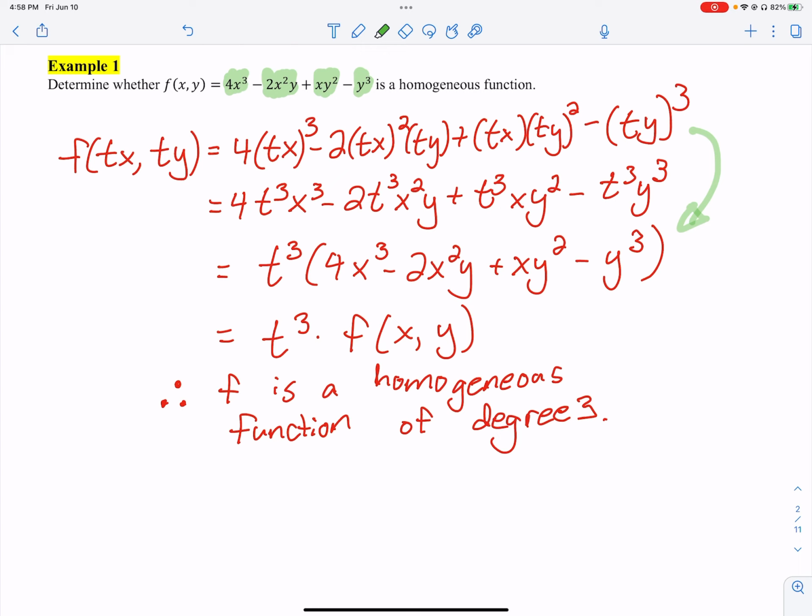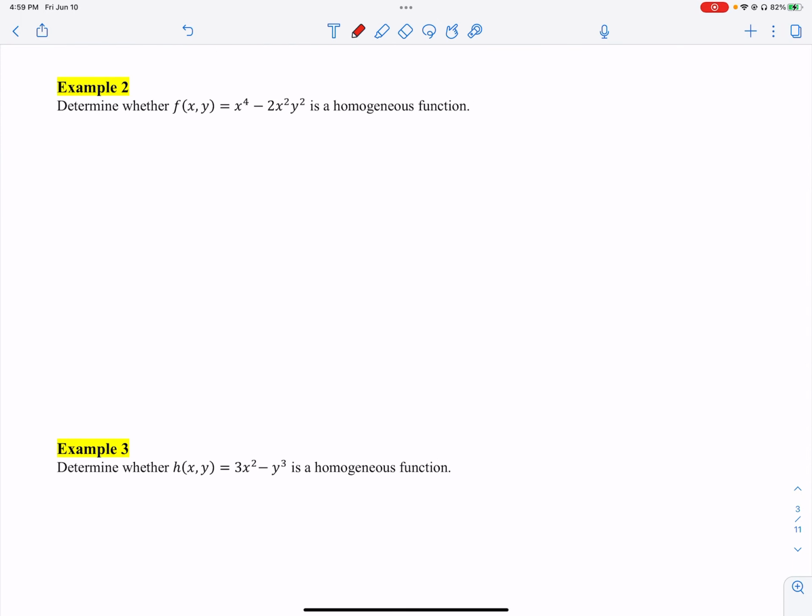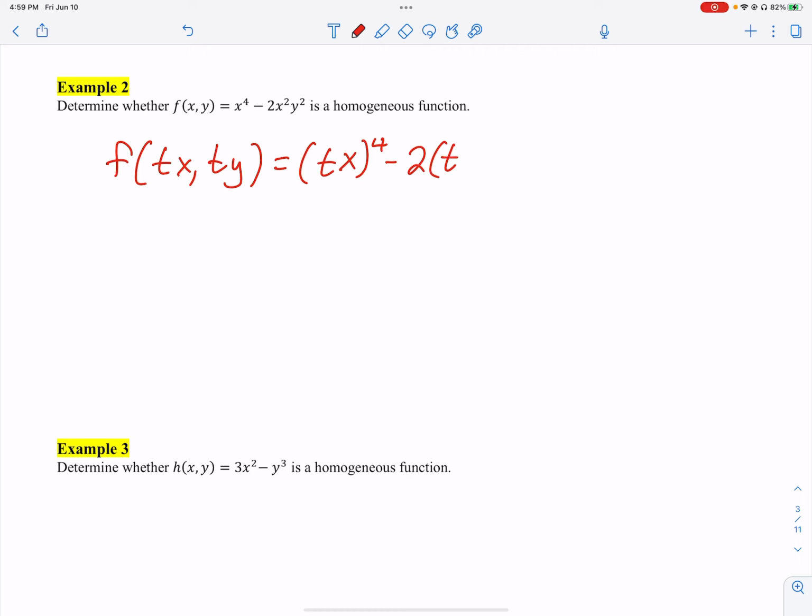I'm okay with that. All right, so let's go to another example. So this one, determine if it's a homogeneous function. So I am considering plugging in tx and ty, and I just plug everything in. tx to the fourth minus 2 tx squared times ty squared. Right, we plug all that in, or we work all that out. t to the fourth x to the fourth minus 2 t to the fourth x squared y squared.